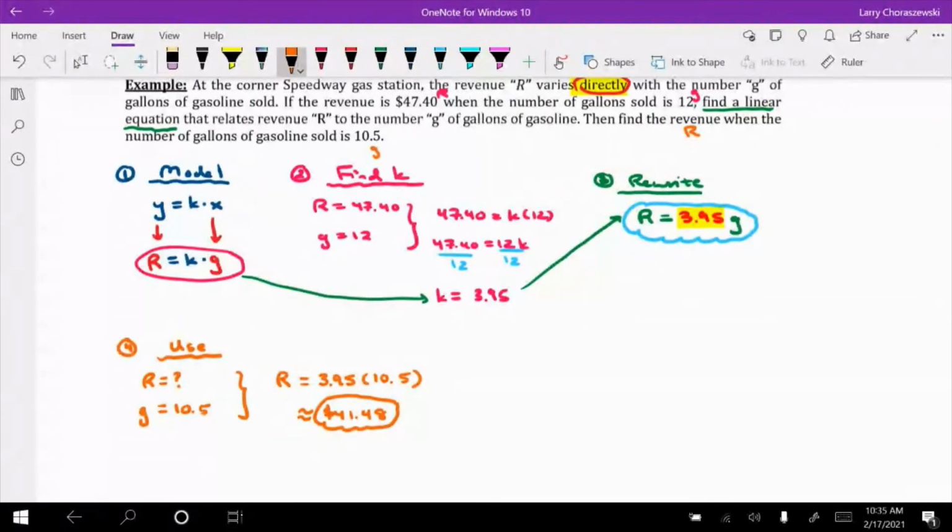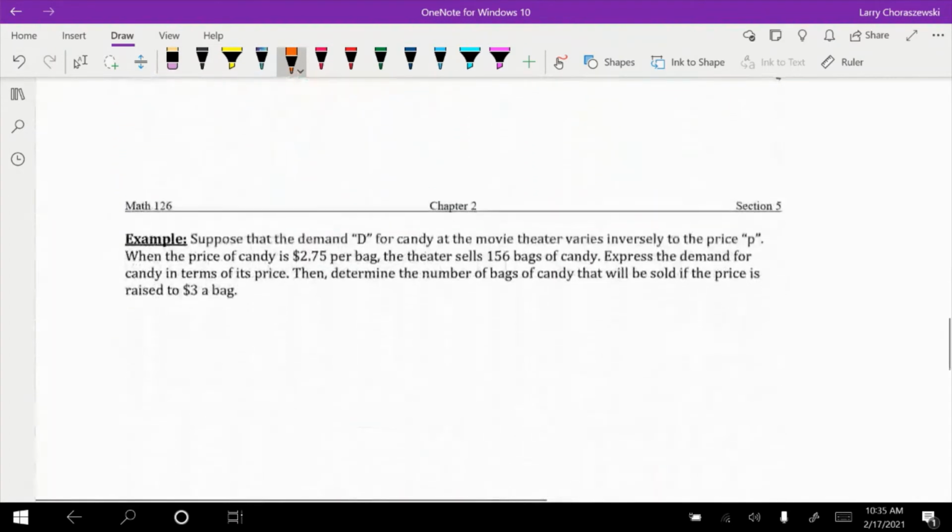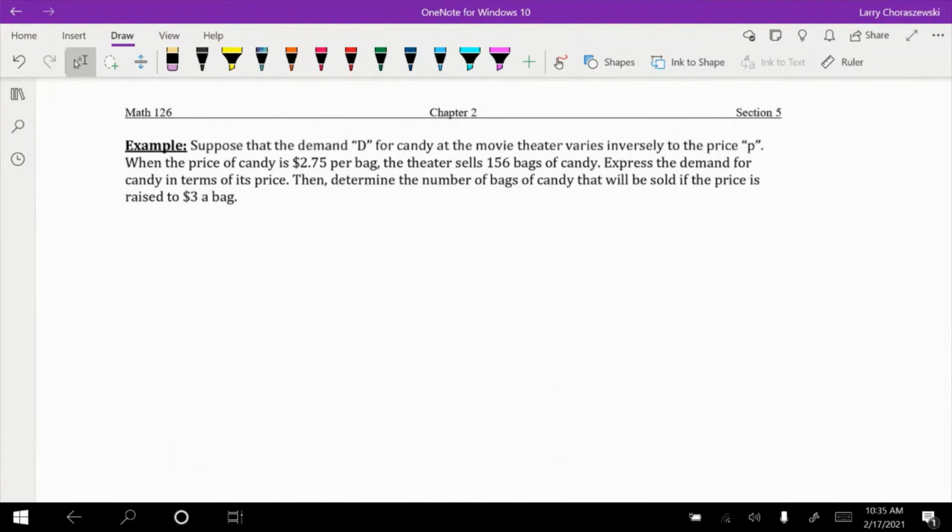And once we have that, like I said with the very first problem, give me any other input and I can tell you what the output's going to be. So in this case, give me any other quantity of gas, and just plug it in and tell you how much revenue that gas station is going to bring in. We'll do one more together, and then I have an extra practice problem for you guys to try.